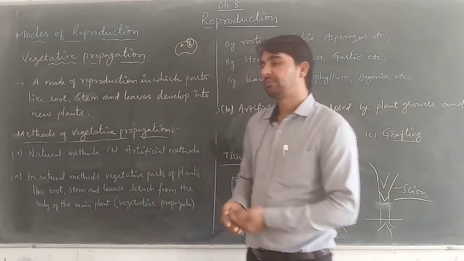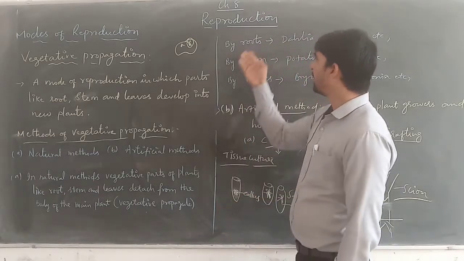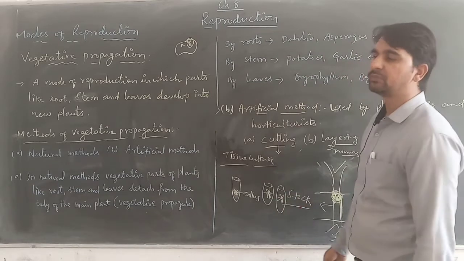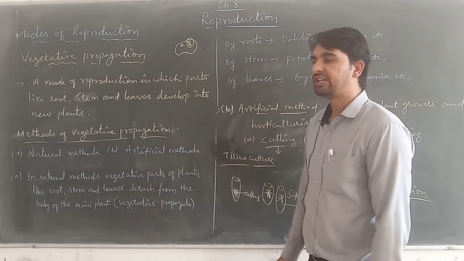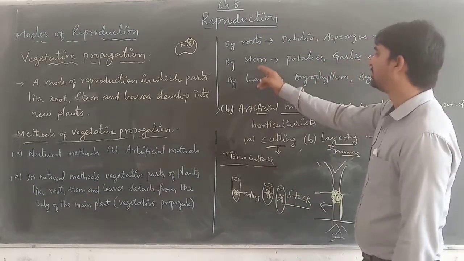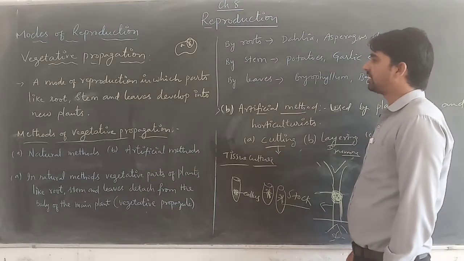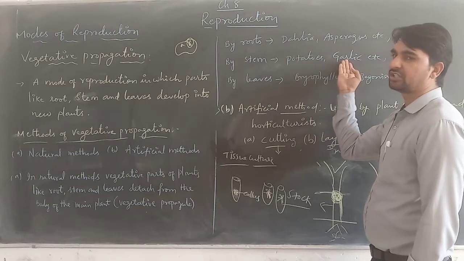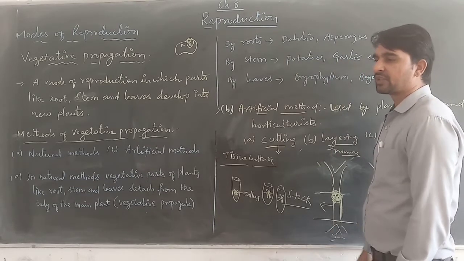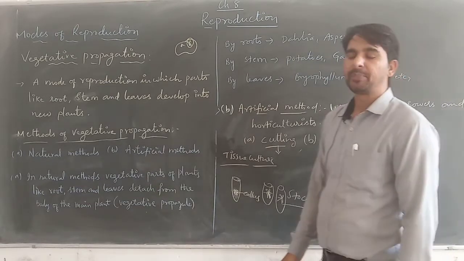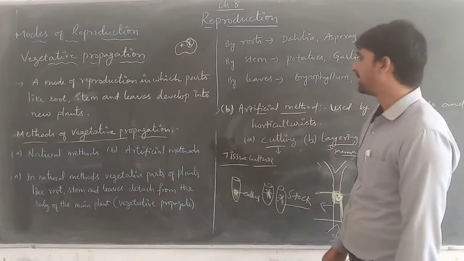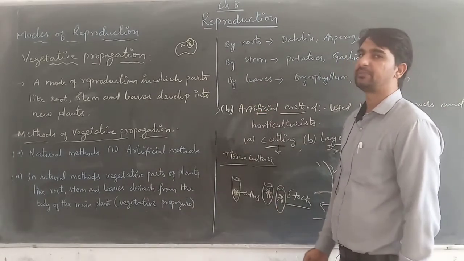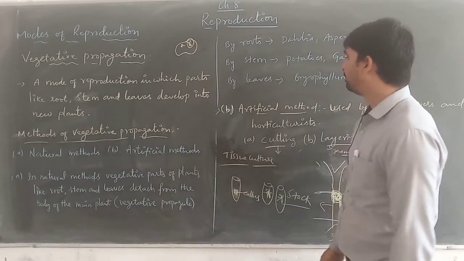Here, the plants which propagate with the help of roots include examples like Dahlia and asparagus. These two plants use their roots to develop new individuals. There are also certain plants which propagate with the help of stem, like potatoes, ginger and garlic. And there are certain plants which propagate with the help of leaves, that is Bryophyllum and Begonia.